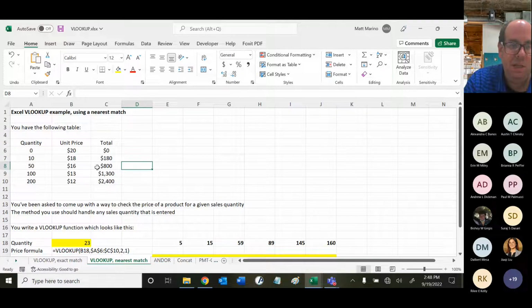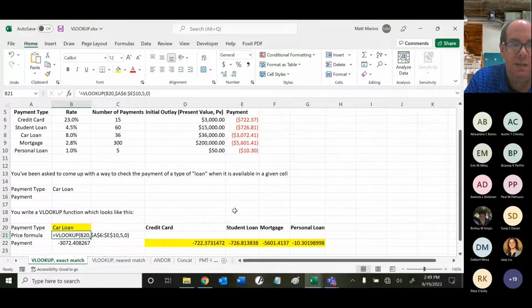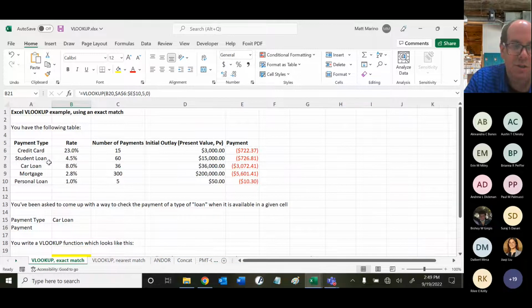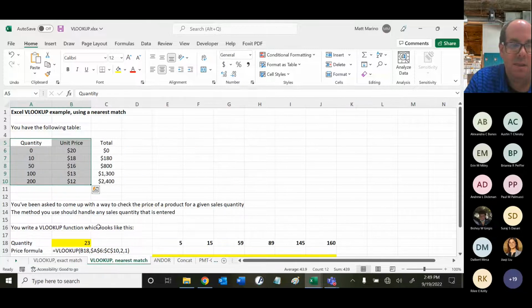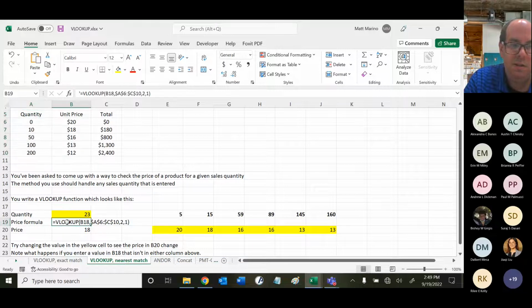Now, the way you should be easily able to determine which one is a nearest match and which one is an exact match is by looking at the table you're provided. So in this example, we have 0, 10, 50, 100, 200. Well, what if we need a number that's in between them? Well, nearest match. And then you'll see here when we get to the exact match, usually you're looking for an exact piece of information. So in the exact match, it's payment type. So how do we compute or use our VLOOKUP formula?